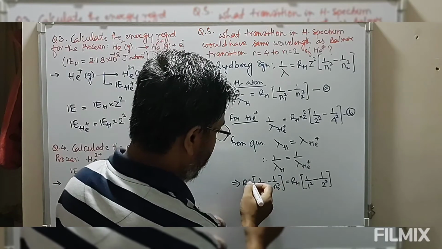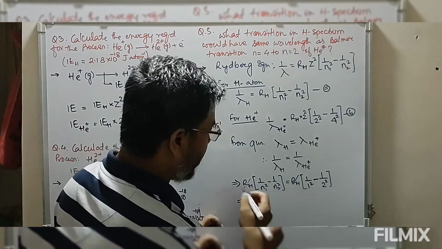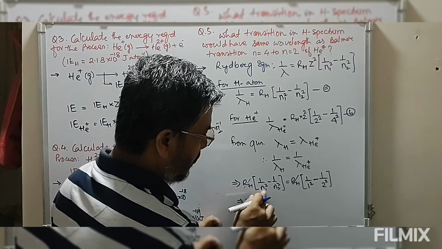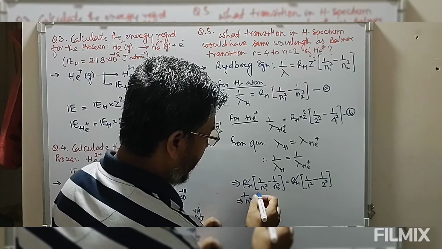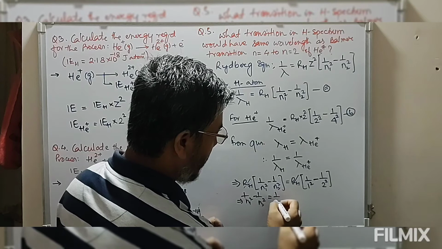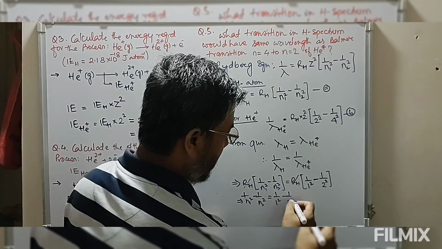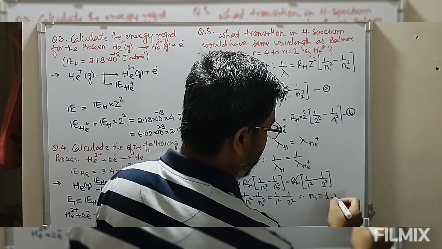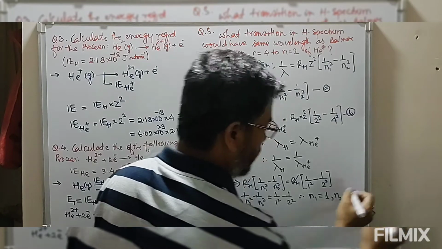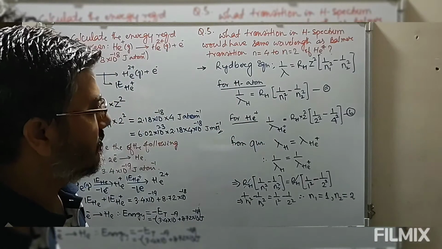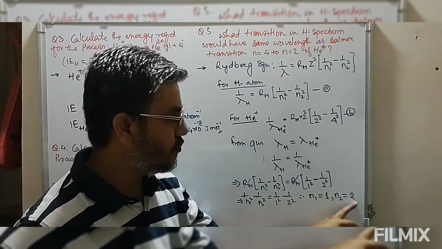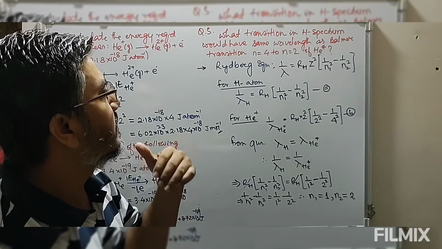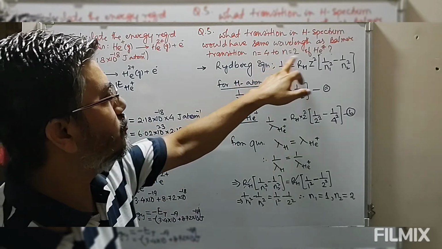So now look at this, the RH will cancel out. To make this equation identical, we should have 1 by n1 square minus 1 by n2 square equal to 1 by 1 square minus 1 by 2 square. Therefore n1 is equal to 1 and n2 of hydrogen is equal to 2. So the wavelength for the transition of the electron from 2 to 1 of the hydrogen spectrum would be the same as the wavelength for the transition of the electron from 4 to 2 of helium plus.